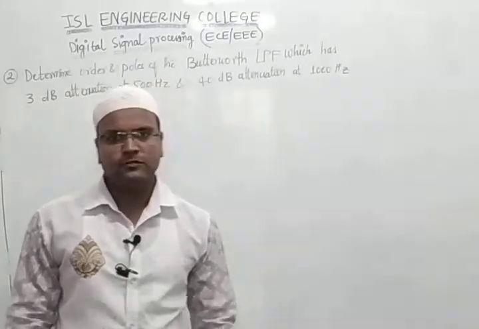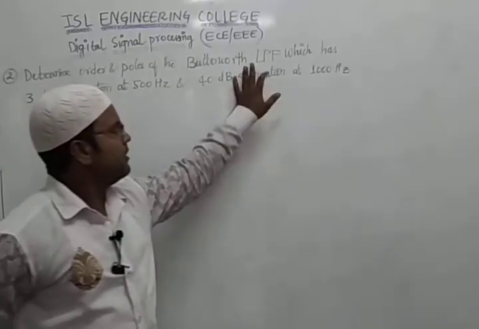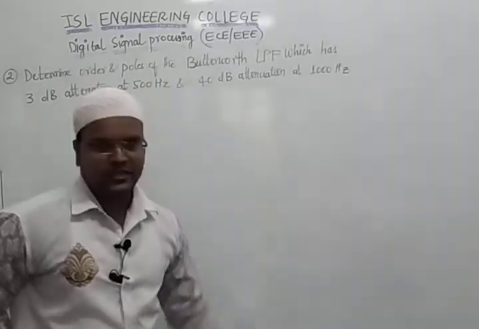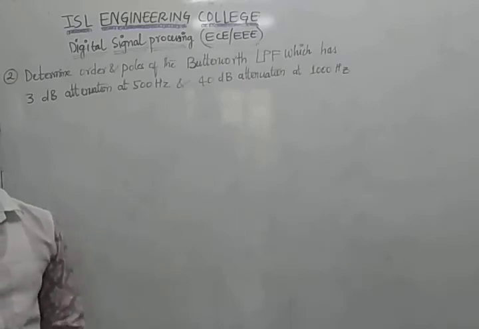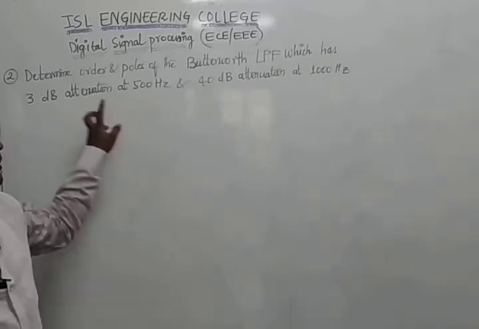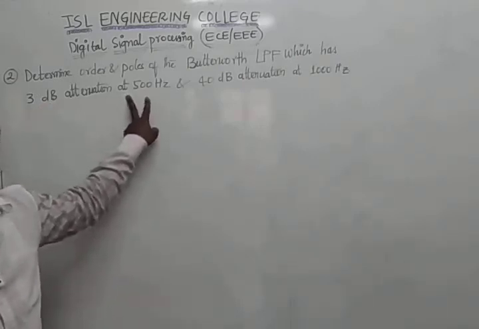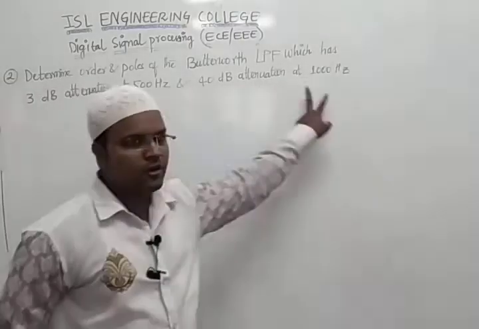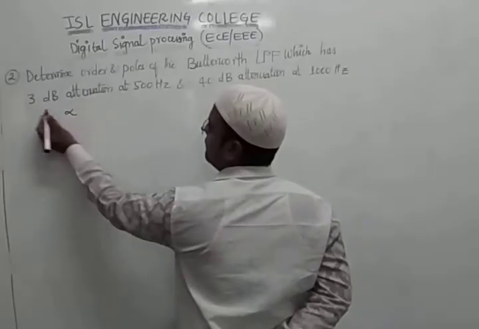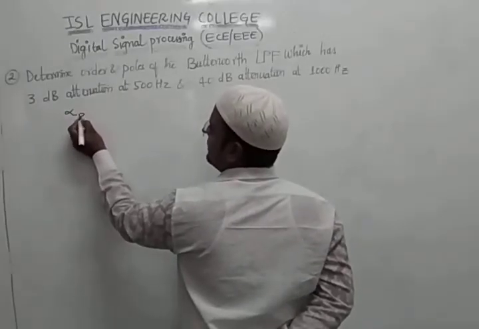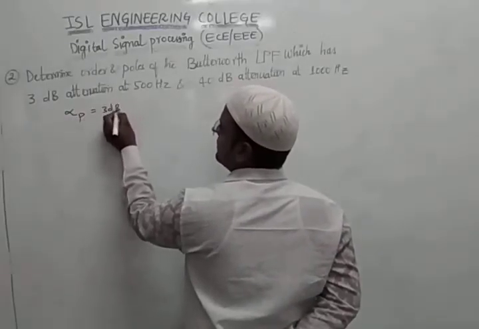So is it clear? What we are doing is making a low pass filter. What is the low pass indication? It allows lower frequency components and attenuates higher frequency components. For that, I'm taking this as my pass band, this as my stop band. So I need to write the values I have. Alpha p is equal to 3 dB and omega p.